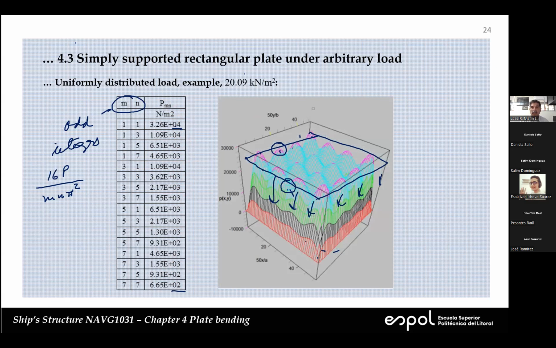What we can do now is say that P of x,y is equal to what? Double summation for M and N of P_mn, which are the values in this table, and then we go sine n pi x over A, sine n pi y over B.